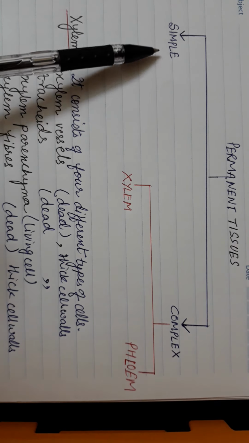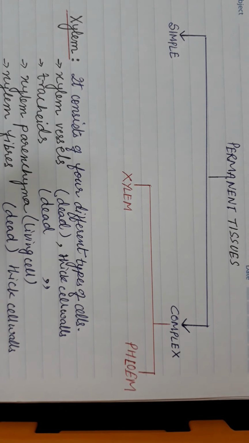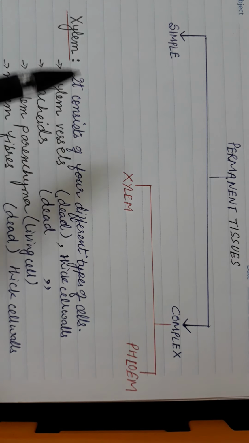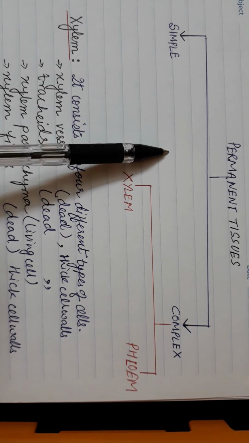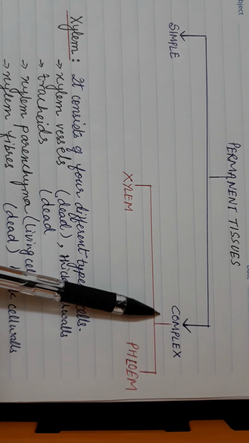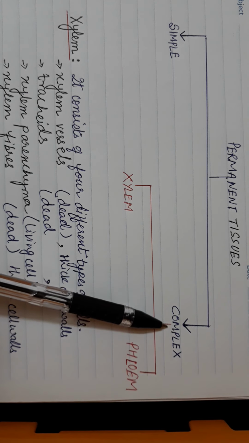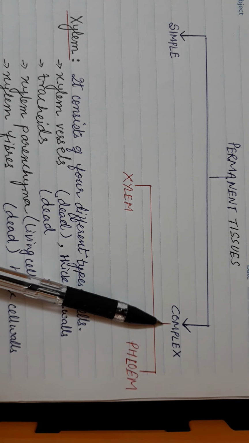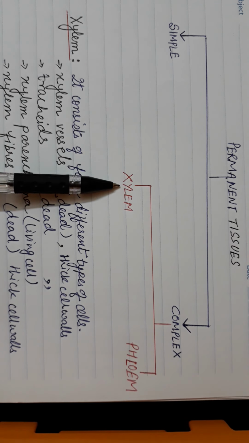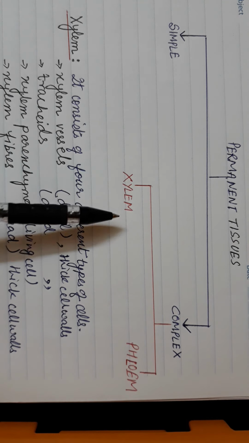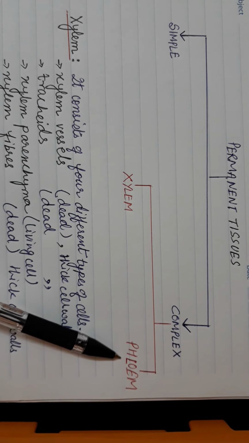Permanent tissues we started in our previous class. In our previous class, we have discussed the simple permanent tissues. In this class, we will start with the complex permanent tissues. Complex permanent tissues are of two types basically, that is xylem and phloem.